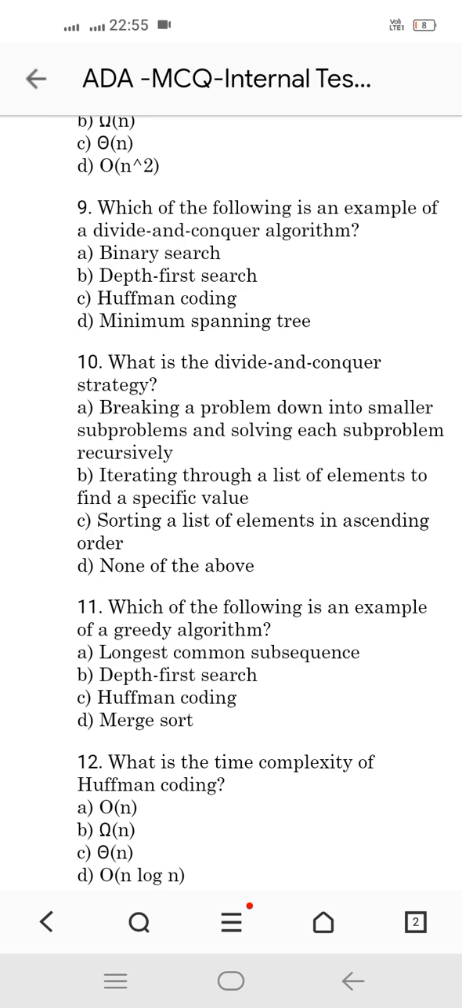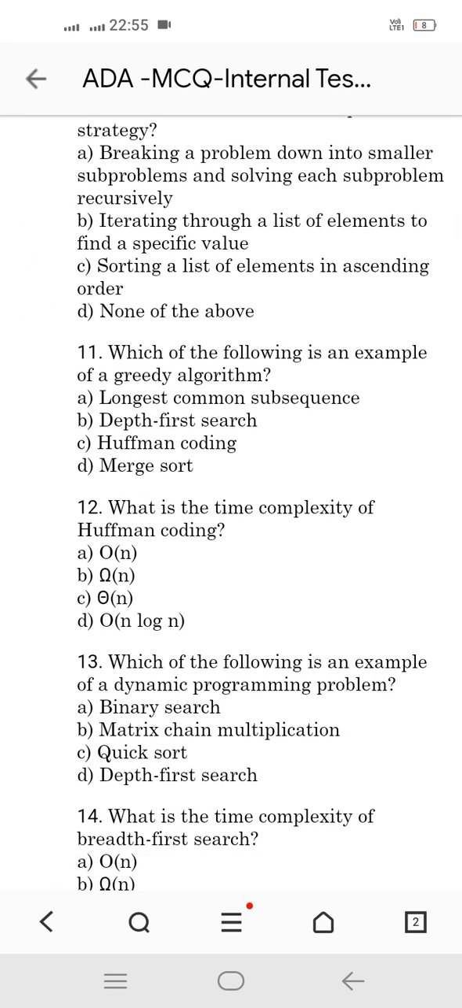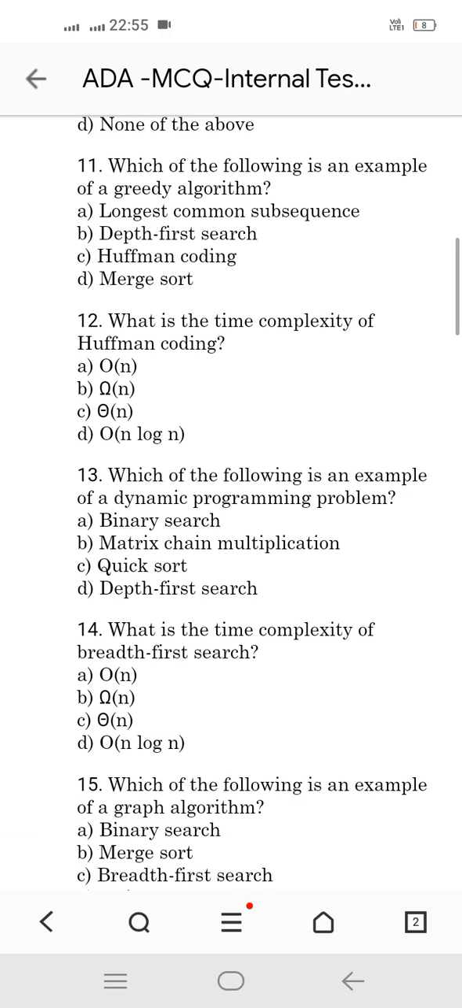Option A, breaking a problem down into smaller subproblems and solving its subproblem recursively. 11th, which of the following is an example of a greedy algorithm? Option C, Huffman coding. 12th, what is the time complexity of Huffman coding? Option D, order of n log n.